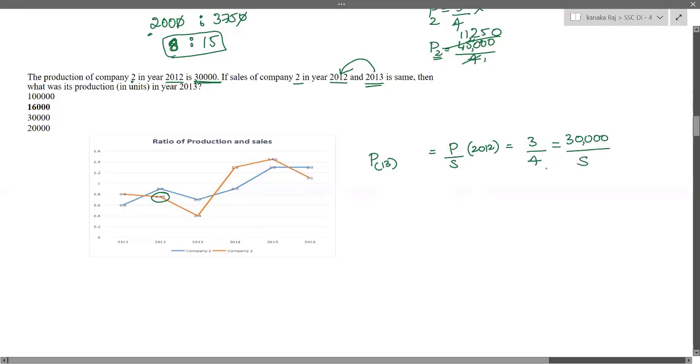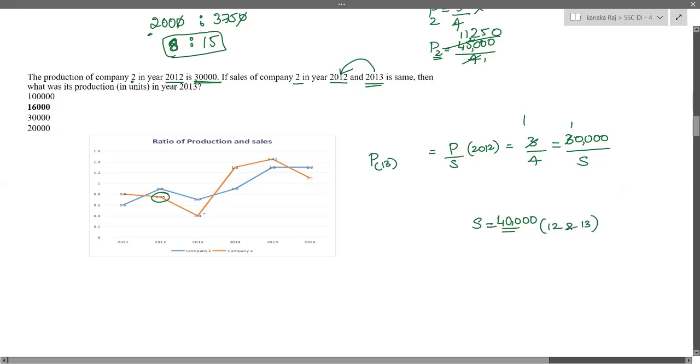divided by sales. So 3 1 times, 3 10 times I'll get cancelled. So what will be the sales here? Sales will be equal to 10,000 into 4. That is 40,000. For which year is this sales? This is for the year 2012. But then they've told that sales remain same for 2012 and 2013. So this is same for 2012 as well as for 2013.